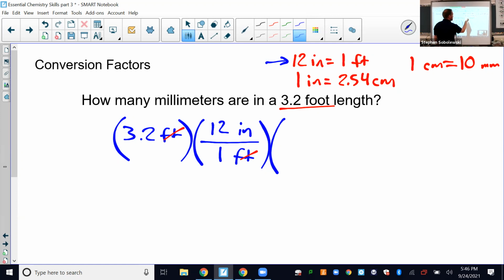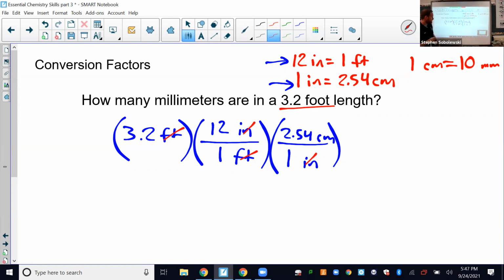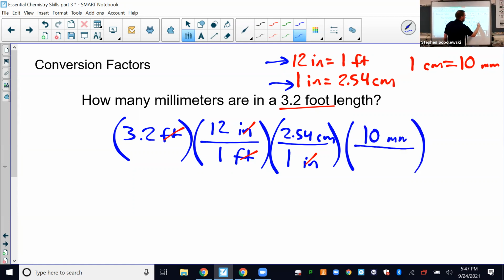Next, we're going to go from inches to centimeters using this one. So I can either say 1 inch over 2.54 centimeters or 2.54 centimeters over 1 inch. I need my inches to cancel, so I need my 1 inch on the bottom and my 2.54 centimeters up top. Inch cancels inch, and we're good. 2.54 centimeters per inch, yes, that's correct. One more. 1 centimeter equals 10 millimeters. So I'm going to put my 10 millimeters up top, my 1 centimeter on the bottom. Cancel, cancel. Confirming that yes, 10 millimeters is 1 centimeter, good.